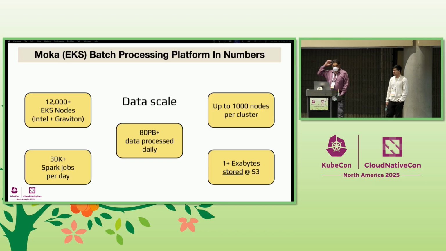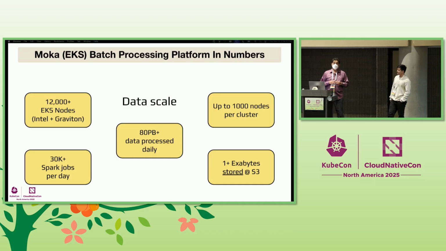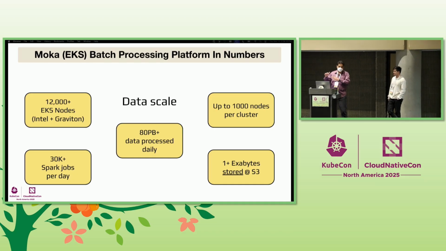A quick kind of painting of where we are in terms of Mocha. We have about 12,000 EKS nodes, about 30K Spark jobs per day. In S3, we manage around an exabyte of data, about 80 petabytes of data processed daily. The cluster size we're still working on. That could be a whole separate talk about scalability issues with Spark and EKS. And then, not pictured here, but we run at peak about 350K pods daily, at peak, right, during the day.